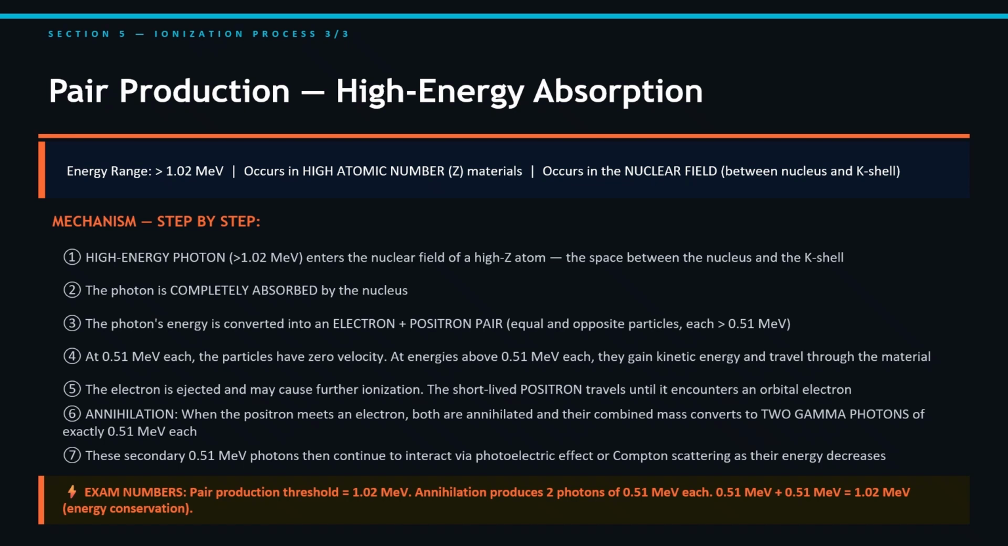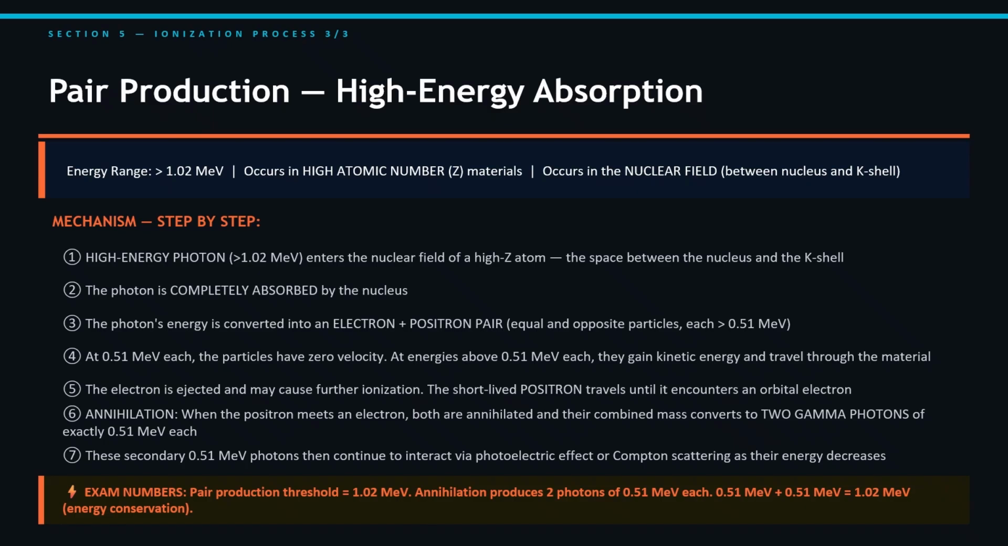The positron does not normally remain in the material for long. When it encounters an electron, annihilation occurs. The electron and positron disappear, and their rest mass is converted into two photons, each with approximately 0.511 MeV. This is an excellent example of conservation of energy.